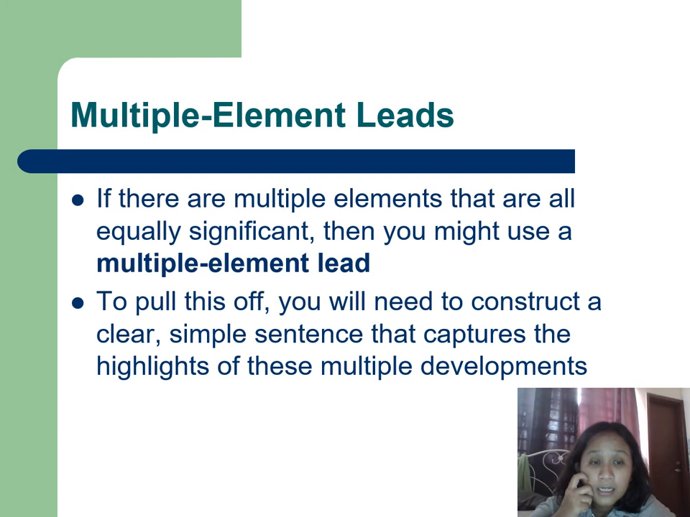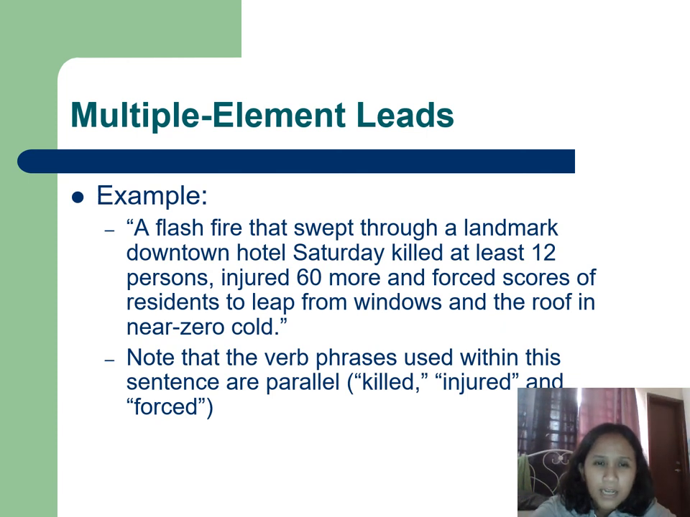Okay, and just a quick one, if there are multiple elements that are all equally significant, then you might use a multiple element lead. So just now we talked about the summary lead, and if you have so much important information that you would like to cram into your first paragraph, you can use multiple element leads, and to pull this off you will need to construct a clear simple sentence that captures the highlight of these multiple developments. Okay, for example, a flash fire that swept through a landmark downtown hotel Saturday killed at least 12 persons, injured 60 more, and forced scores of residents to leap from windows and the roof in near zero cold. Note that the verb phrases used are killed, injured, and forced.